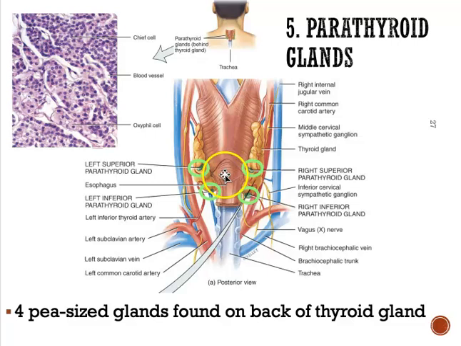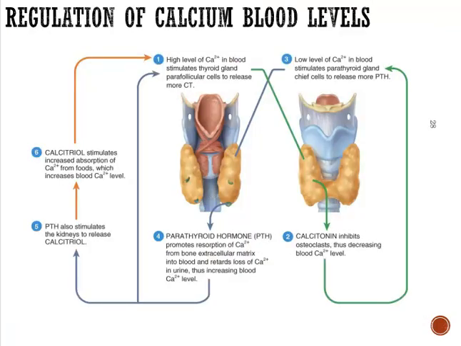On the back side of the thyroid gland are the parathyroid glands. It's a set of 4 small glands, roughly the size of a green pea. And the job of the parathyroid, along with the calcitonin from the thyroid gland, is to help regulate blood calcium levels. So maybe you remember this from 201. We'll just follow this diagram according to the numbers, and hopefully it'll make sense to you.